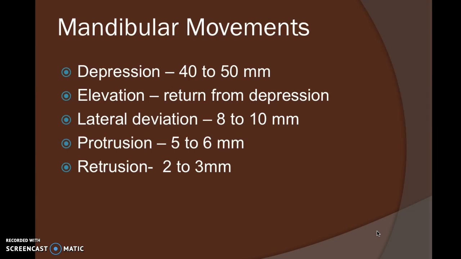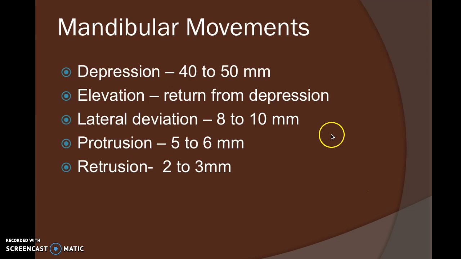These are the normal mandibular movements. We have depression, which is just opening, where the first phase occurs when the condyle moves underneath the disc, and then the translation of the disc and the condyle together on the articular eminence concludes the remaining amount of opening.